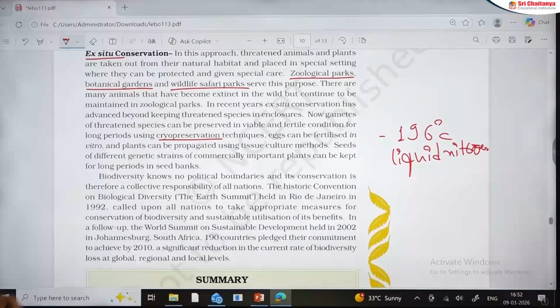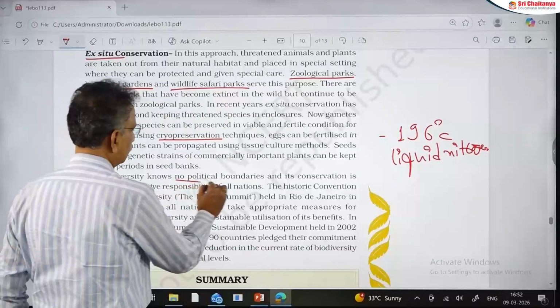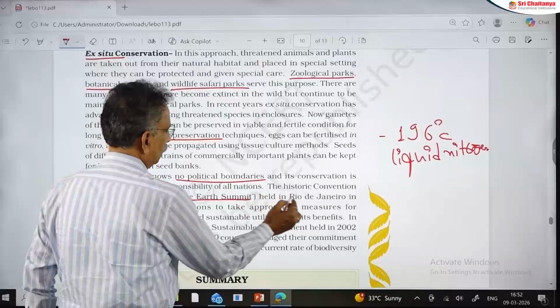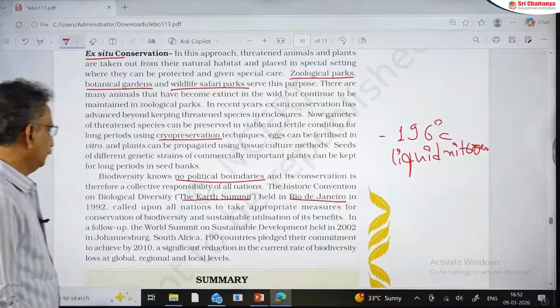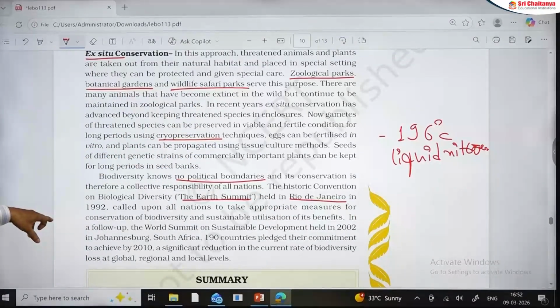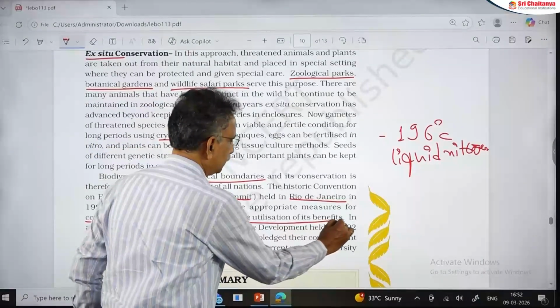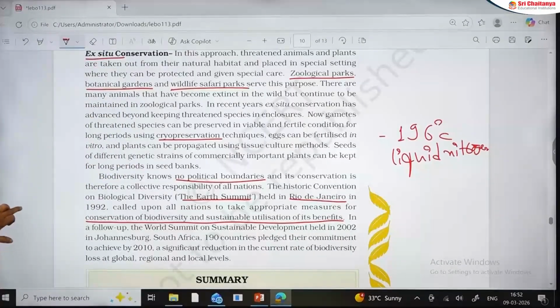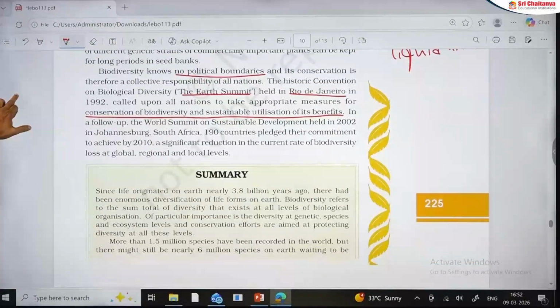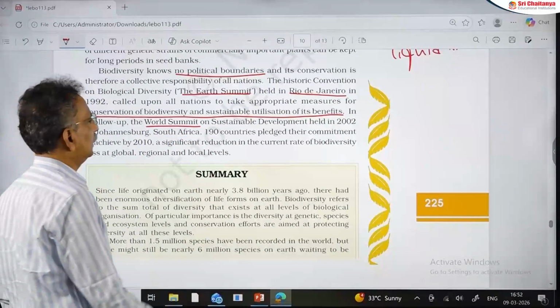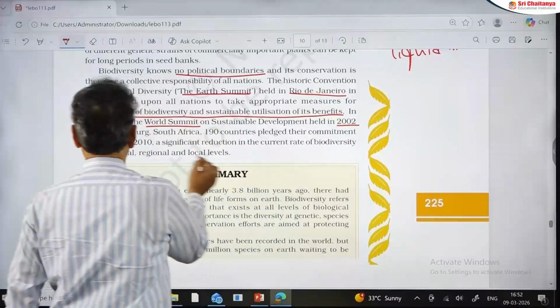And biodiversity has no political boundaries. We have political boundaries between country and country. So there is the historic Convention on Biodiversity, the Earth Summit in Rio de Janeiro. The call they gave is conservation of biodiversity and sustainable utilization of its benefits, right? Again, the follow-up was in the World Summit, which occurred in 2002 in Johannesburg.